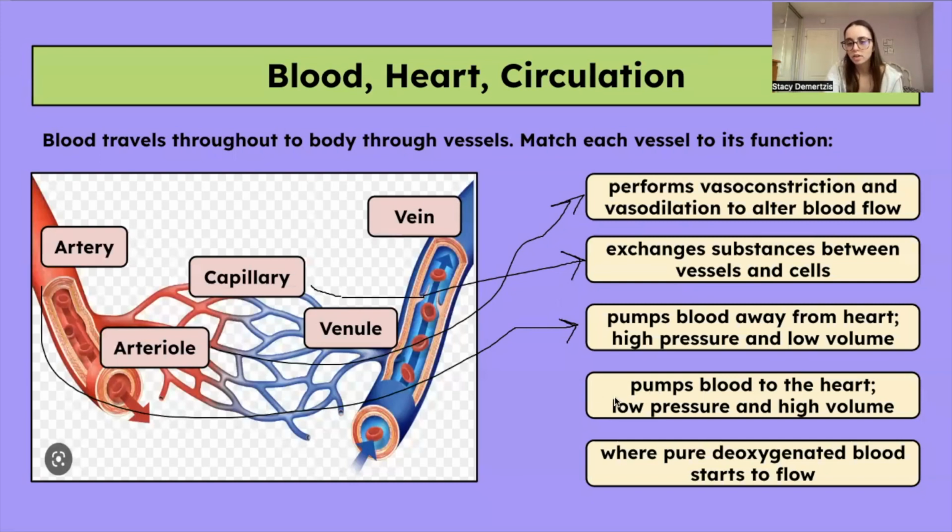Contrary to the arteries, which have high pressure and low volume, which vessel has low pressure but a high volume? Veins, absolutely. Systemic veins, and pulmonary veins too, bring blood back to the heart. But in the case of systemic veins, they're deoxygenated.